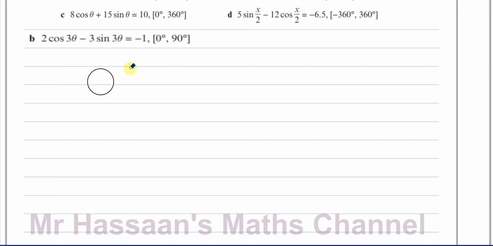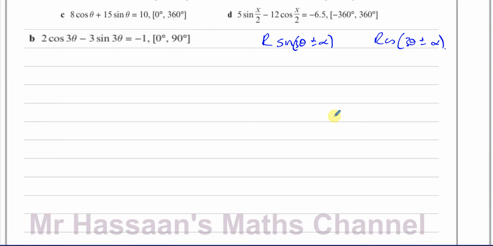But if there's a constant there, then you cannot use that method. You cannot do that, because when you divide everything by cosine 3 theta, you'll end up with minus 1 over cosine 3 theta and tan 3 theta, and it won't be as straightforward. So one of the methods we can use is to rewrite this in the form of r sine of 3 theta plus or minus alpha, or r cosine of 3 theta plus or minus alpha. Now you have to decide which form fits this particular question.